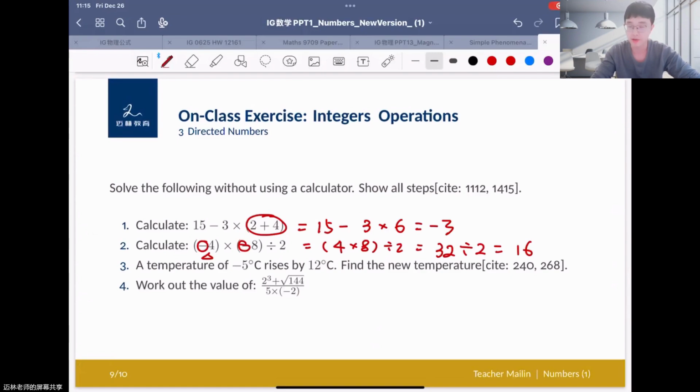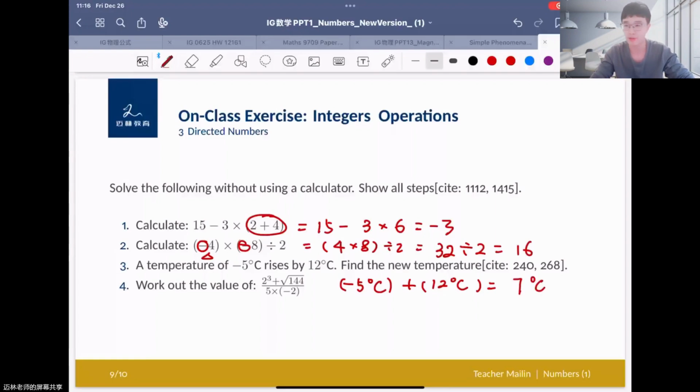And for the third question, a temperature of -5 degrees rises by 12 degrees and we find the new temperature. So for the temperature of -5 to rise by 12 degrees, this is just a calculation of -5 degrees plus 12 degrees, right? And the final answer is 12 minus 5 equals 7 degrees. So the new temperature is 7 degrees.